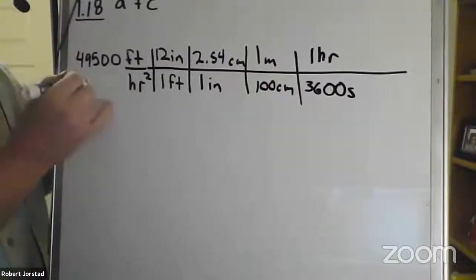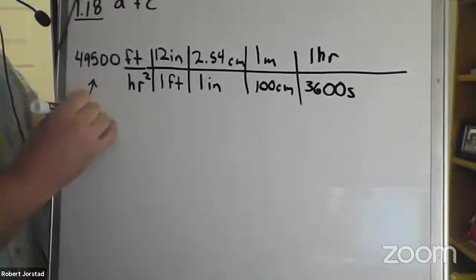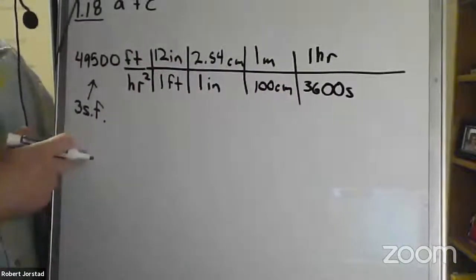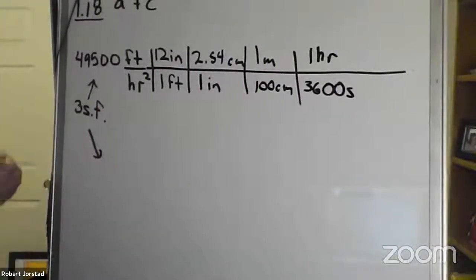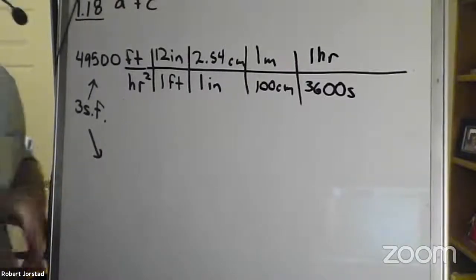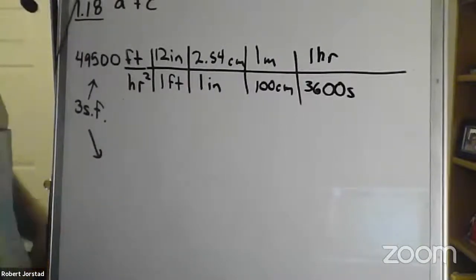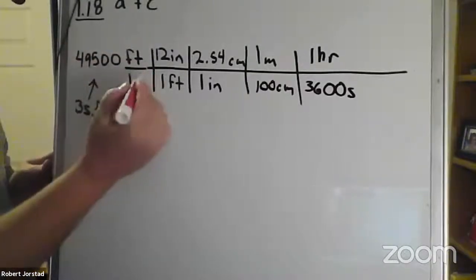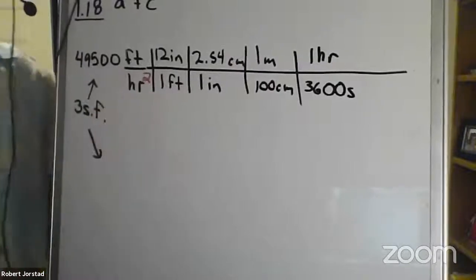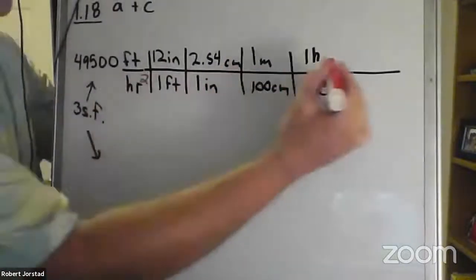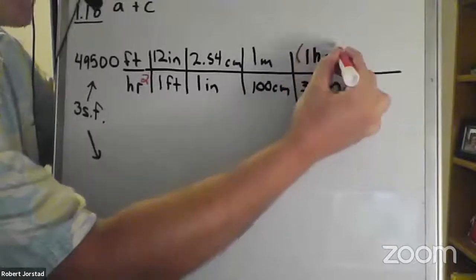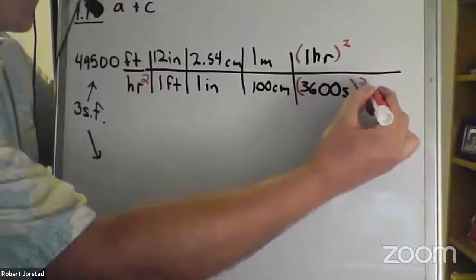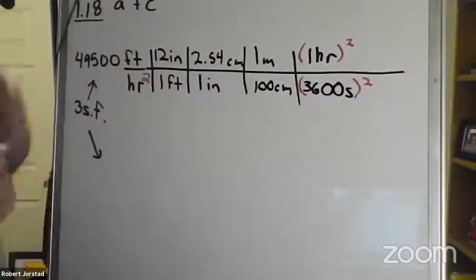So if we started with 3 sig figs and all of these have infinite, we should end up with 3 sig figs as well. All right. Now, is this going to work out? Let me rephrase. Why is it not going to work out? Because it's squared. So that means I have to square both of these. Now, here's the only mistake people make. They forget to square both the number and the unit. You got to square both things, okay?